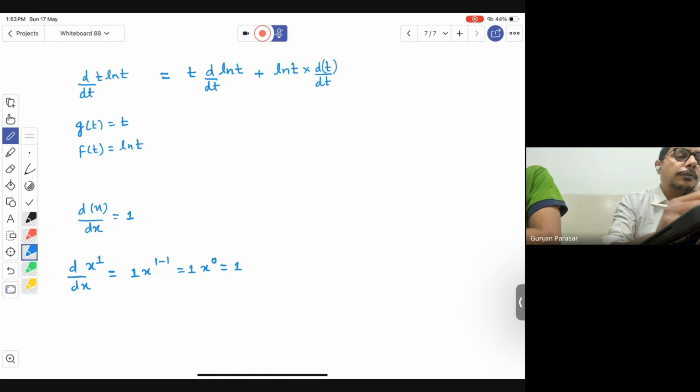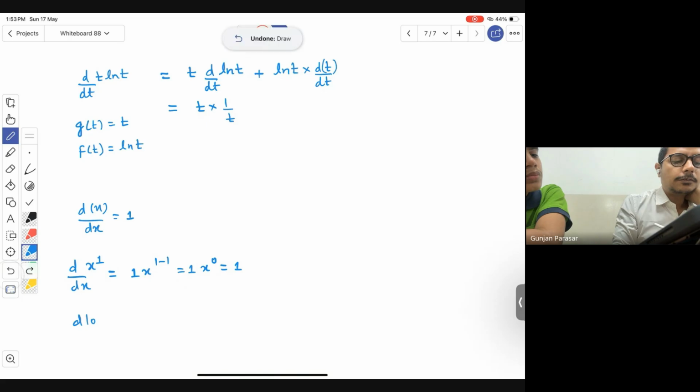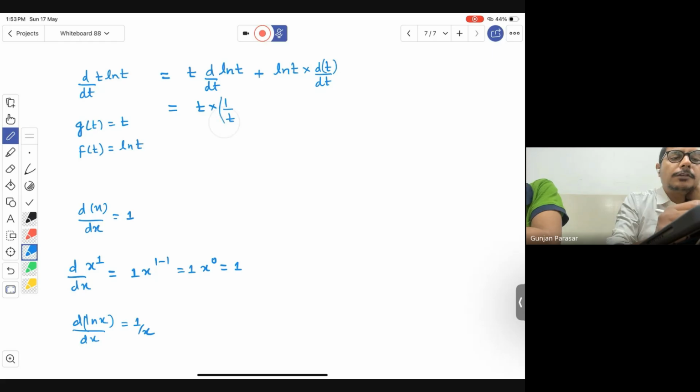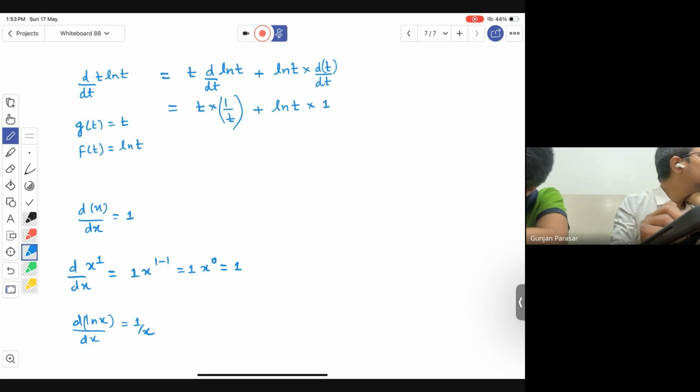So the differentiation of ln t is how much? 1 by t, no? The differentiation of log x or ln x with respect to x is how much? 1 by x, correct? That is the formula. So the differentiation of ln t with respect to t will be 1 by t, correct? And then ln t into the differentiation of t with respect to t, and what is it? 1, no?